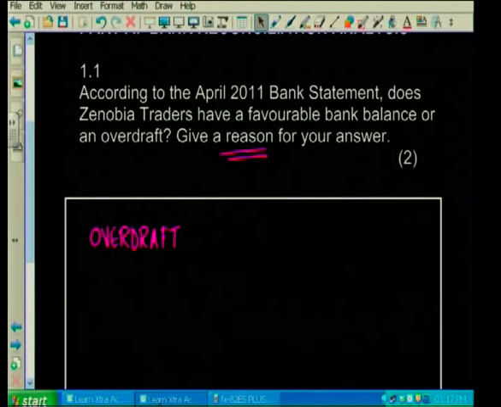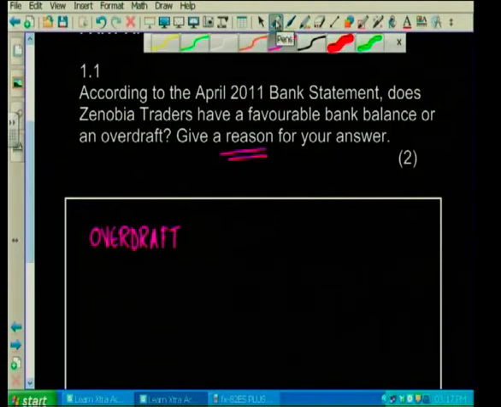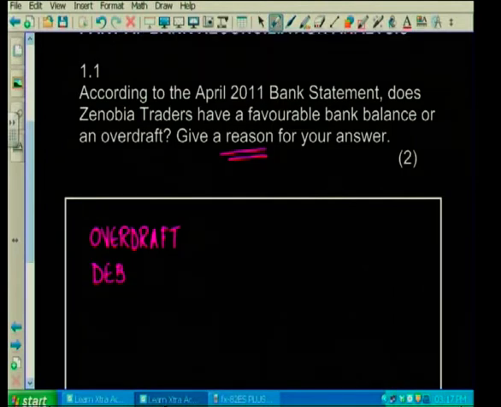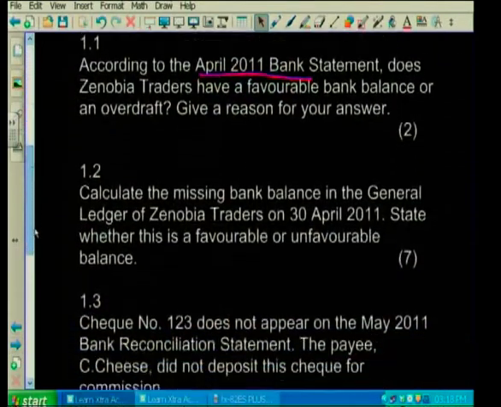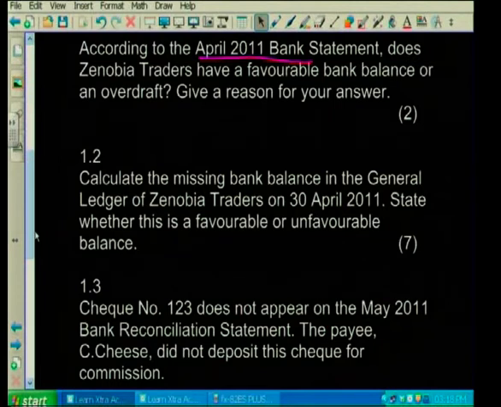Great. Let's move on. So, the reason, because clearly indicated, what is indicated to you? That this is a debit balance. So this tells you clearly that because it's a debit balance, your bank account is in overdraft as per the bank's records. Got that? Brilliant. Let's move on. The next question here, calculate the missing bank balance in the general ledger of Zenobia Traders on the 30th of April 2011. State whether this is a favorable or an unfavorable balance.